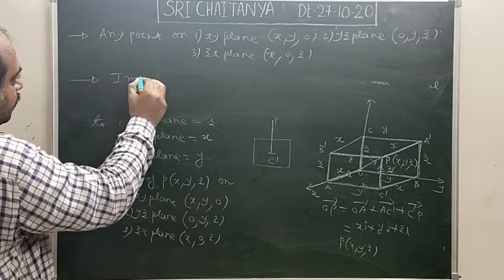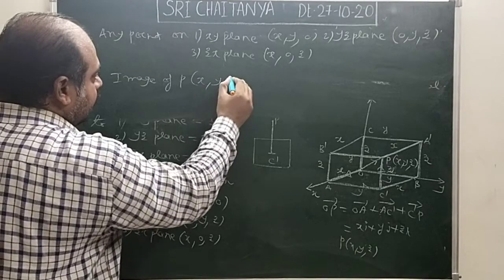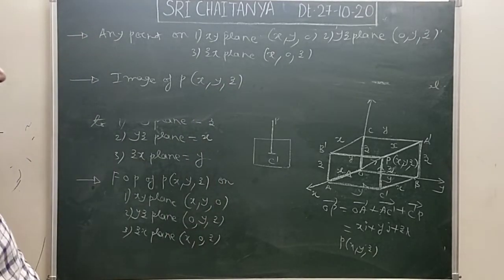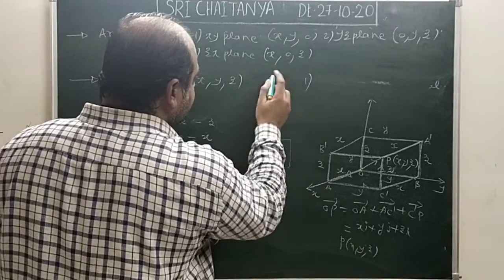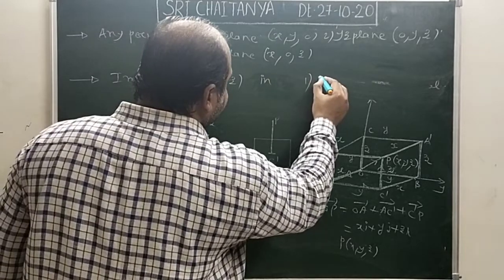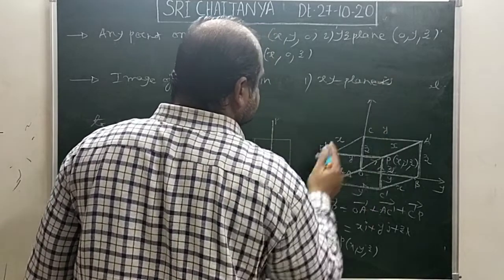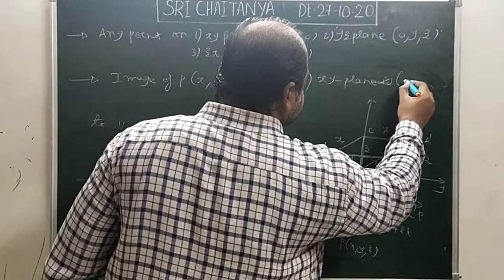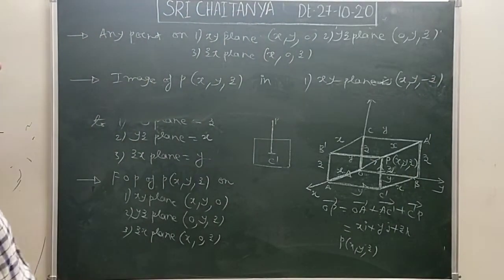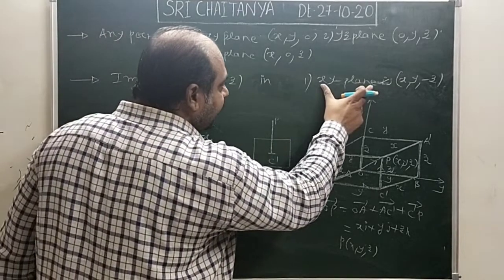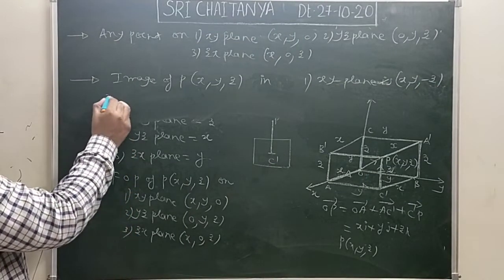Next, the image or reflection of P(X, Y, Z) with respect to the XY plane is (X, Y, minus Z). I will tell how. The image of this point in the XY plane: X and Y will remain the same, Z will become minus Z.